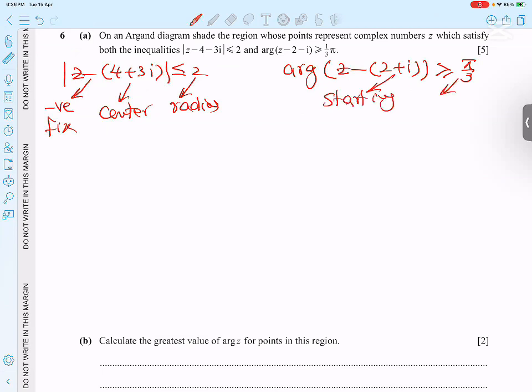And this angle with x-axis. So first of all, the best way when you do it is to make a rough diagram. It is easy, then it is easy for you to do it. So (4, 3) is the center of the circle, and the radius is 2. So common sense, this is 2 and this is 2 as well.